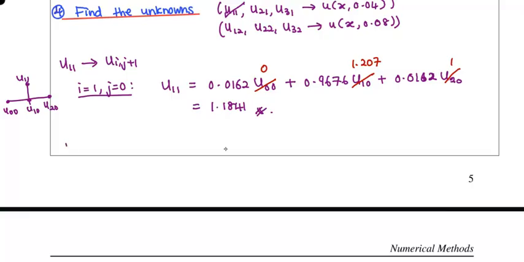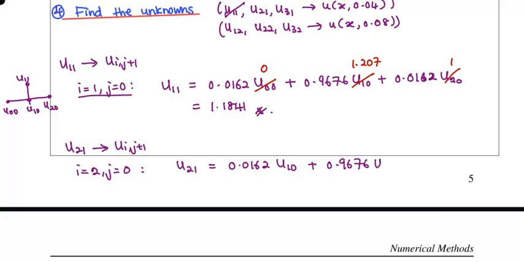Similarly, for U21, you are now mapping to the Ui,j+1. So you know that your i should be 2, j should be 0. So you basically have U21 equals 0.0162 U10 plus 0.9676 U20 plus 0.0162 U30. All the values at the right should be known values.